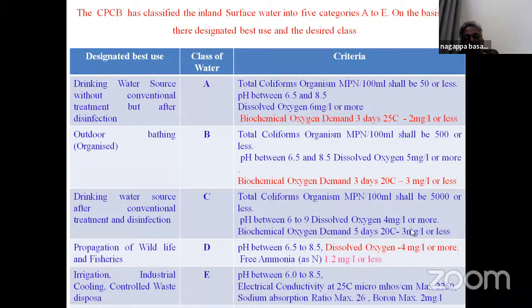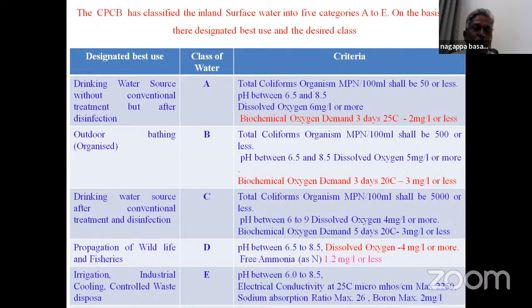This is the classification criteria throughout India. We are following the same procedure to classify the surface water bodies, lakes and rivers. In Karnataka, most rivers and lakes lie between C class 80% and D class 20%. D is propagation of wildlife. It is not fit for drinking also. Without treatment and disinfection, nowhere in Karnataka is A grade or B grade water available. All our available water is C grade.